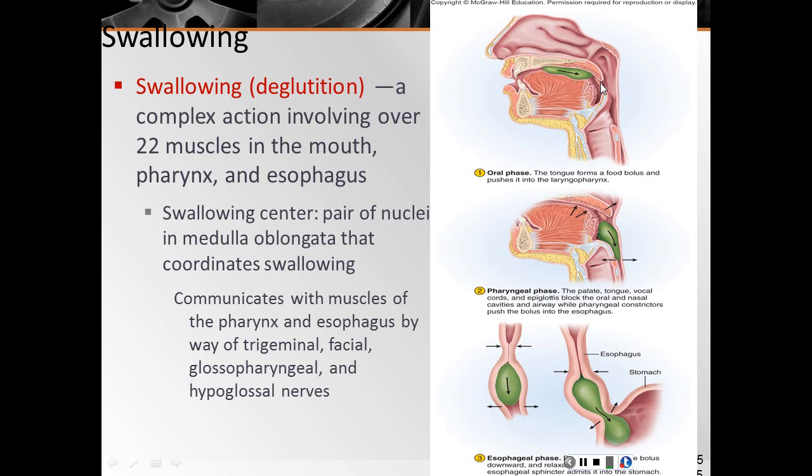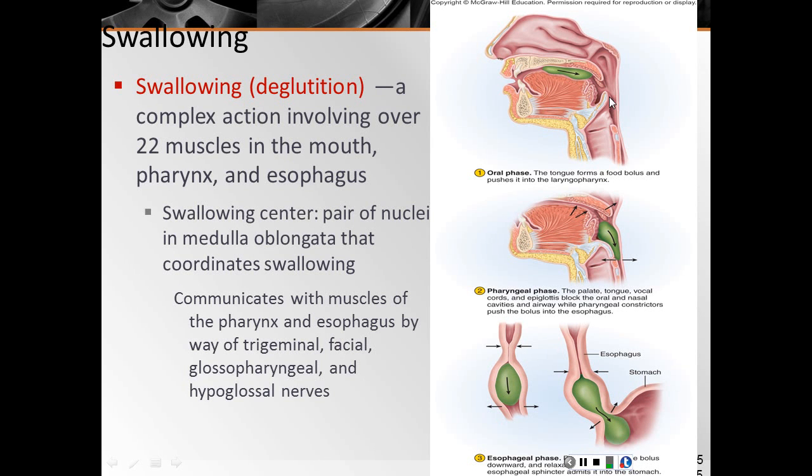and when the bolus reaches a critical size, the epiglottis, which you have here, the epiglottis, is going to tip posteriorly, and the food bolus will slide around it through a space on each side of the glottis.